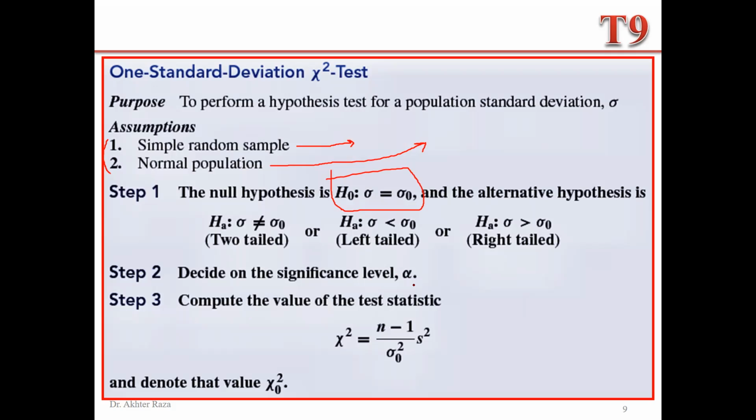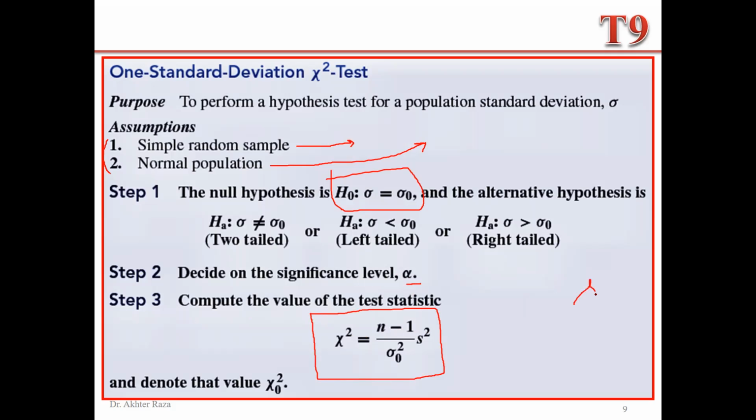The second step is simple. You have to decide about the level of significance. It is 5% generally, if it is not provided or not specified. Then the chi-square test, degree of freedom is n minus 1, s square upon sigma square. So it is quite simple to remember.